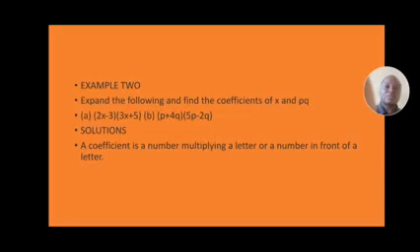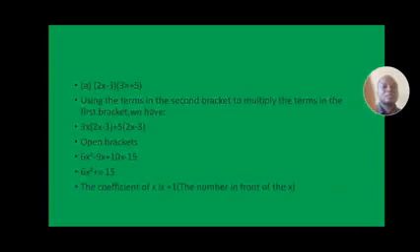Solution. Now before we continue, let's see what a coefficient is. A coefficient is a number multiplying a letter, or a number in front of a letter. So for example, having 2x, the 2 there is the coefficient because it is in front of the letter x. Now let's solve the question.